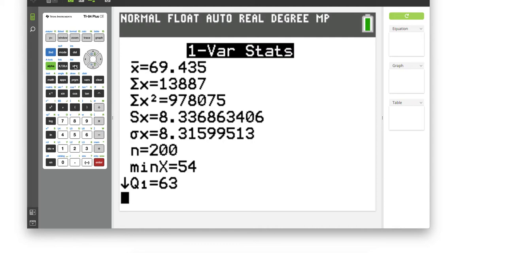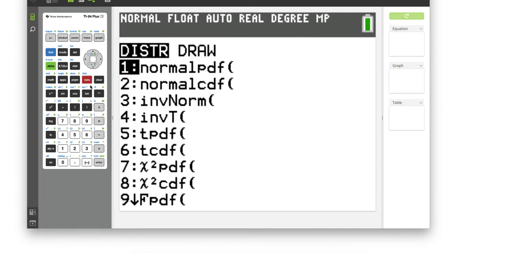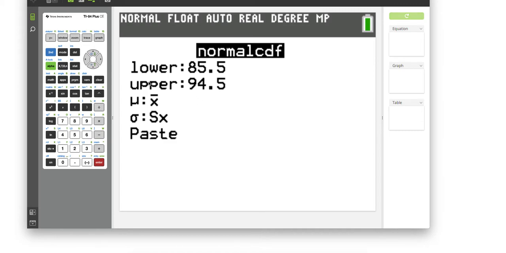So I'm going to go back to the list. Okay, how do I get this number right here, what we're expecting in this spot? Well, I'm going to go normal CDF, number 2, and put in the range of the first one. So the range of the first one is 49.5. That's the lower number, the lower limit on the first class boundary, to 58.5.